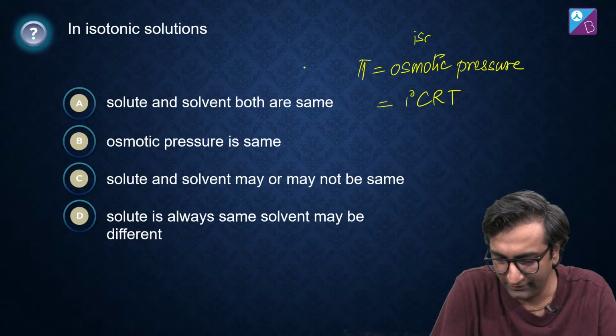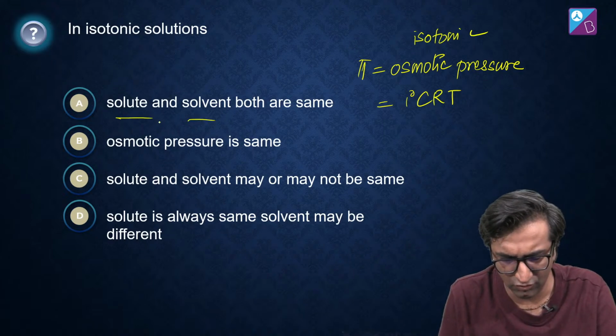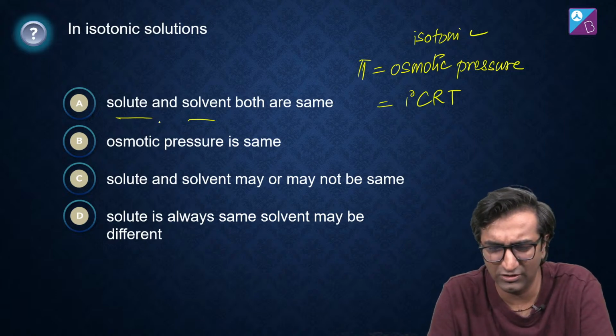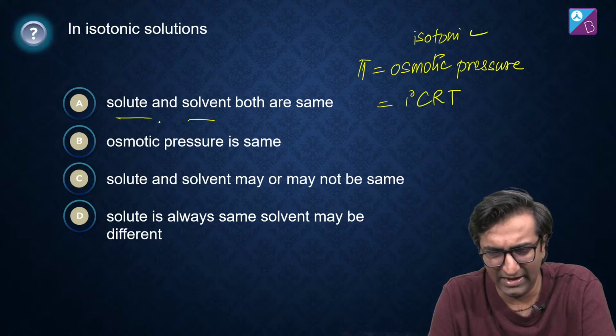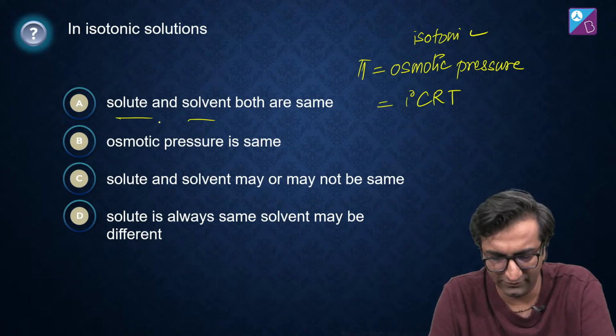Isotonic matlab same this. Now, what is the difference? Solute and solvent दोनों सेम होना चाहिए? I don't think so. I don't think दोनों सेम होना चाहिए. What do you think? आपको लगता है दोनों सेम होना चाहिए? मुझे तो नहीं लगता है. If you think so, let me know why. But I don't think so. Why would you think कि solute and solvent same होगा? That makes no sense, right?